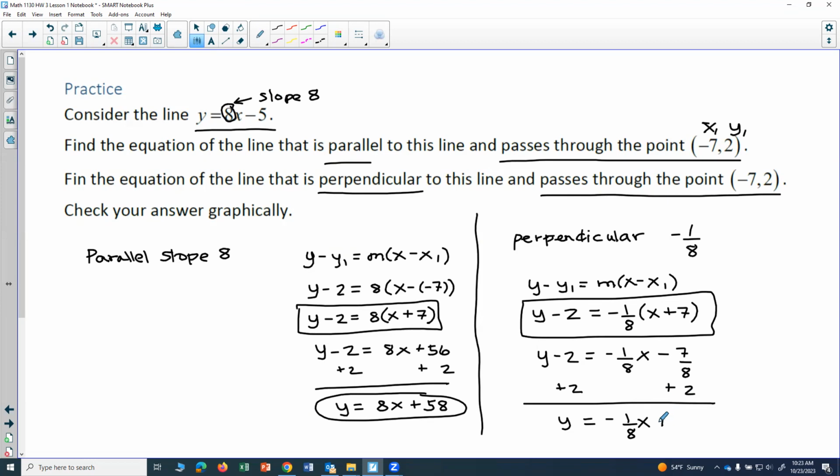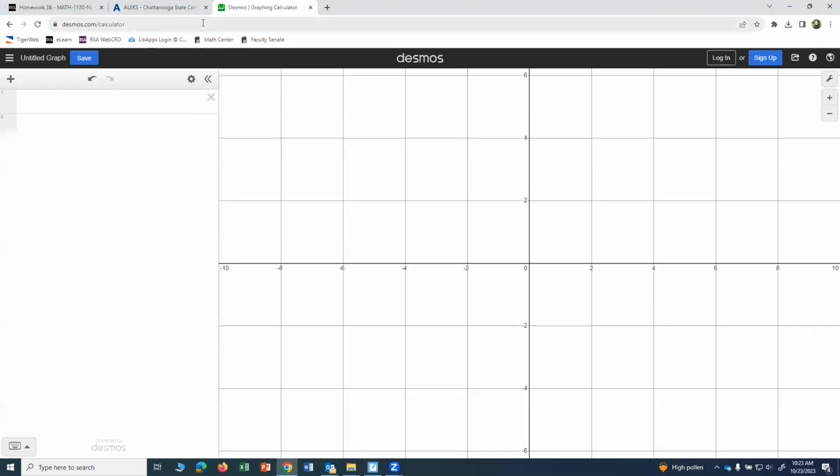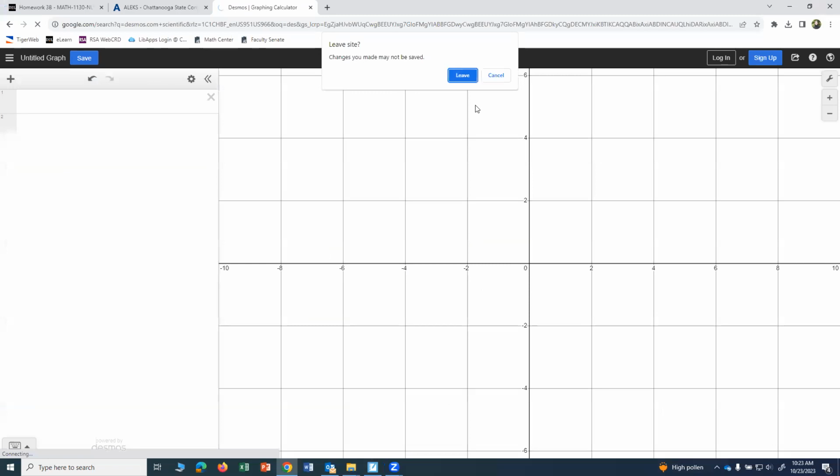So this should be plus 9/8. And if you wanted to double check, you could either use your TI-84, or you could use Desmos. So let me go ahead and go to Desmos.com scientific calculator.